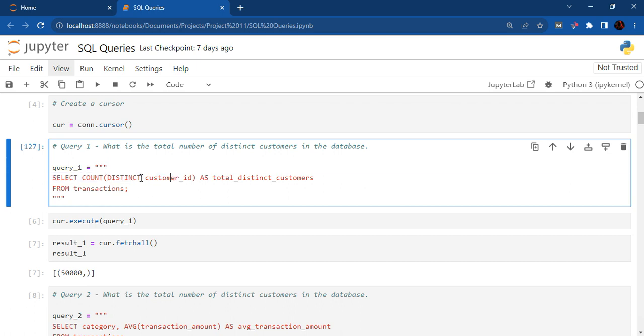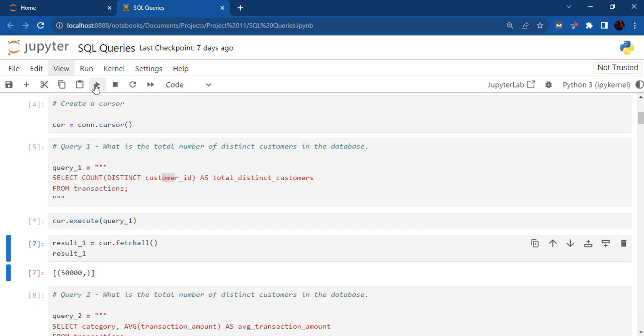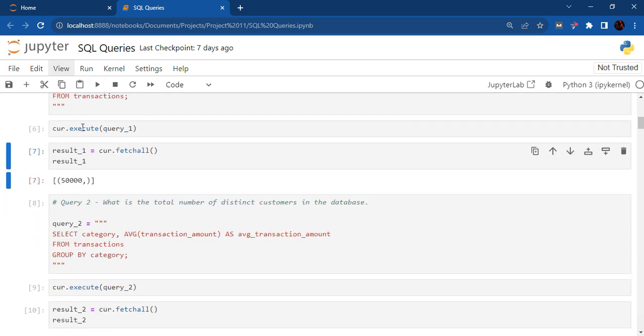When you're using count, you could use any column you want, because all columns have the same number of rows. Even if you use an asterisk, it doesn't really matter. But we'll use customer ID since we're looking for distinct customers. You can also use customer name, whichever suits you. So let's run that. Then we execute, and after executing, we check the results. Now it's just 50,000, which is just the number of rows in our table.